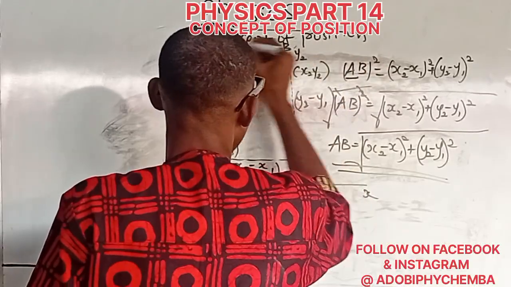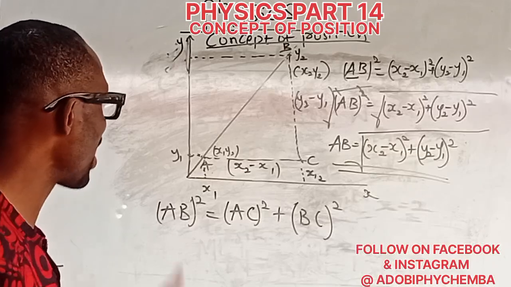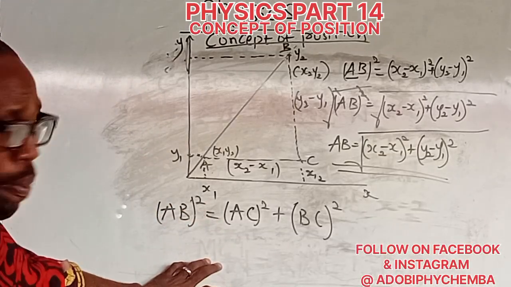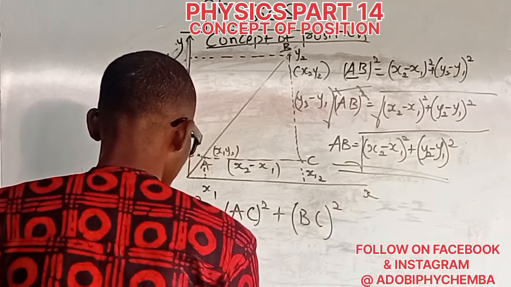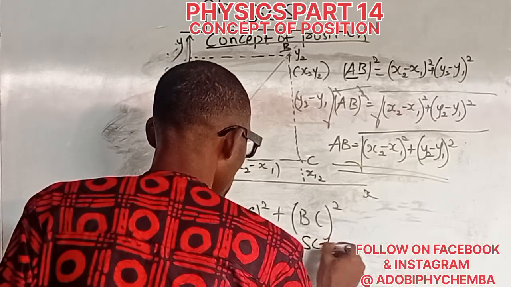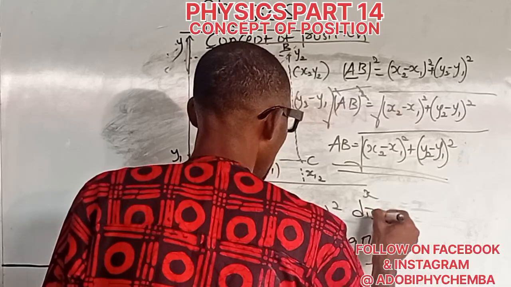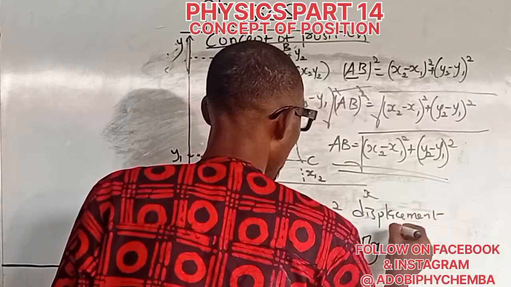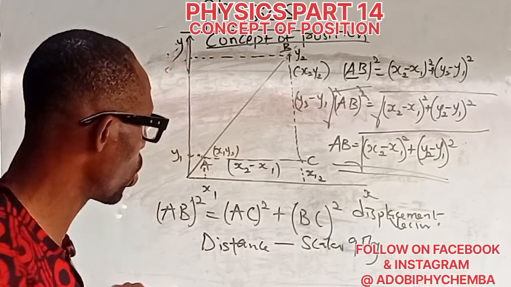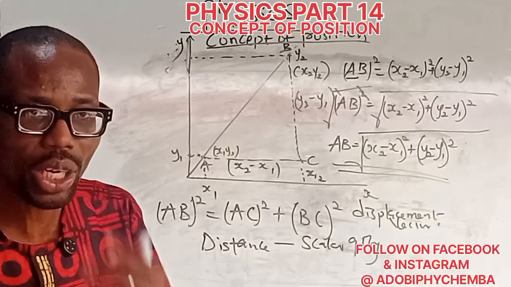Now, while I was talking in my video, I mentioned distance, and there's no way you talk about distance without relating it to displacement. So I want you to know that distance is a scalar quantity, while displacement is a vector quantity. Distance only has magnitude but no direction, but displacement has magnitude and direction.